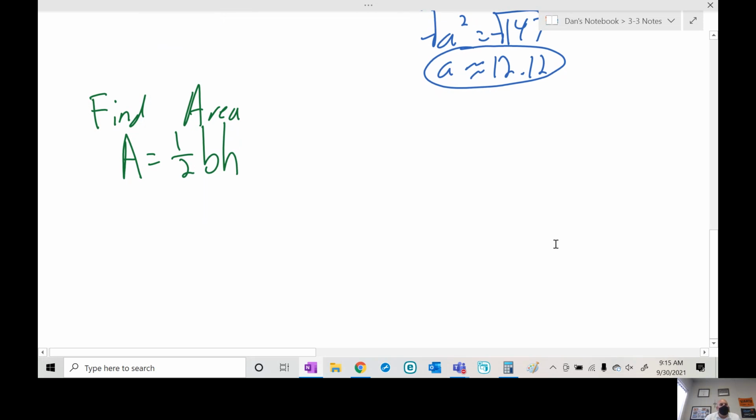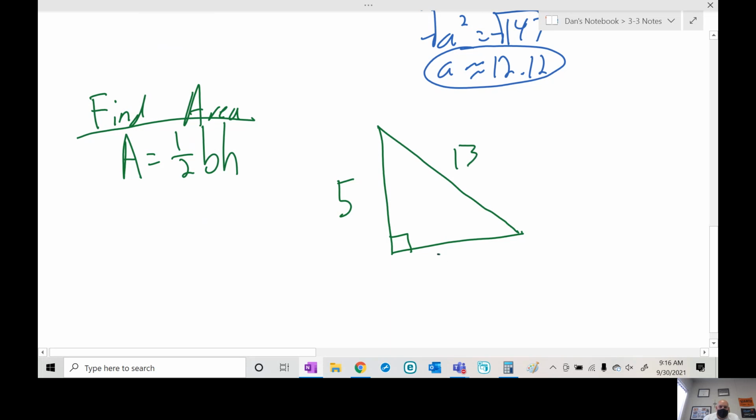Yeah. So this is what it's going to look like. It'll give you a triangle, and the base and the height are the two legs. They're the ones that intersect at a 90-degree angle. So it'll give you something like, I don't know, this is 5 and this is 13, and we don't know that. But instead of just finding that, it's going to ask you to find the area.